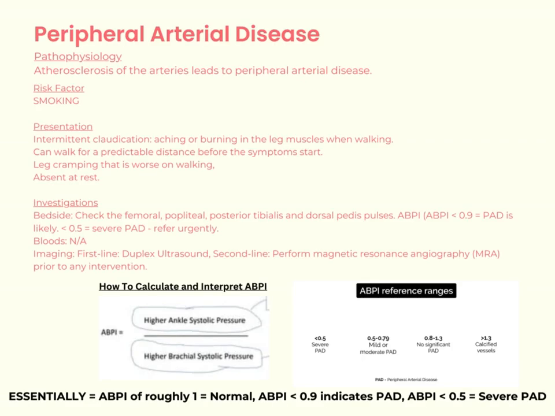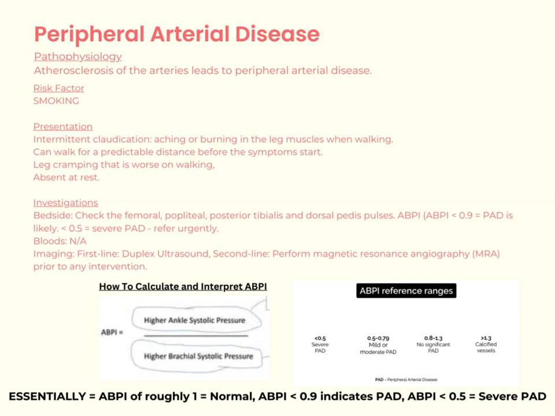So to begin, we're going to be covering peripheral arterial disease, which is essentially an atherosclerosis of the arteries, which is a buildup of plaque leading to the narrowing of the arteries, which restricts blood flow. It is caused by risk factors such as smoking, and it presents as intermittent claudication, or a leg cramping that can be worse upon walking and improves or is absent at rest. And usually the patient can walk a very predictable distance before the leg cramping begins again.